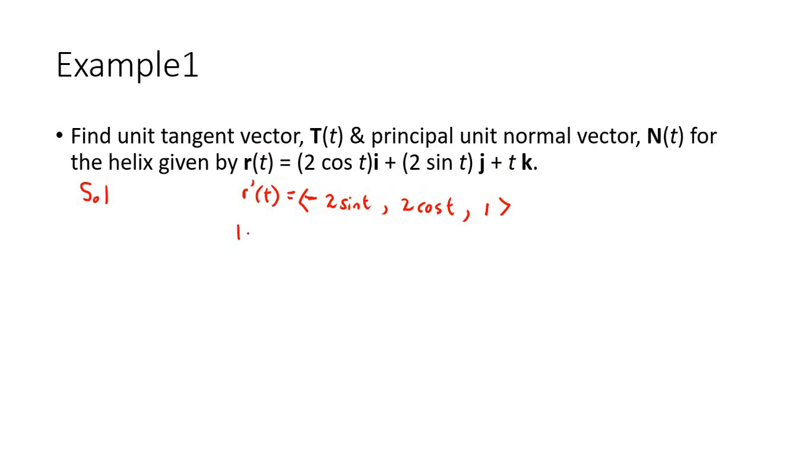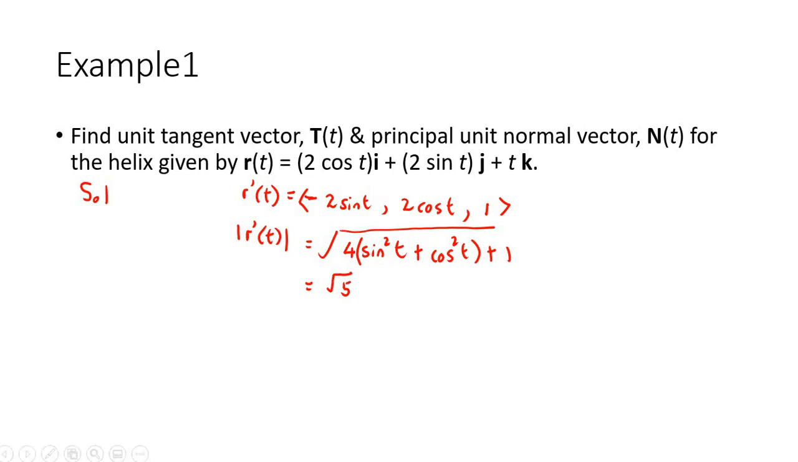To find the magnitude of the vector, we take the square root of each component squared and summed. So you have 4 sin squared t, plus 4 cos squared t, plus 1 squared, which is 1. Sin squared t plus cos squared t is 1, so we have the square root of 4 plus 1, which is the square root of 5.